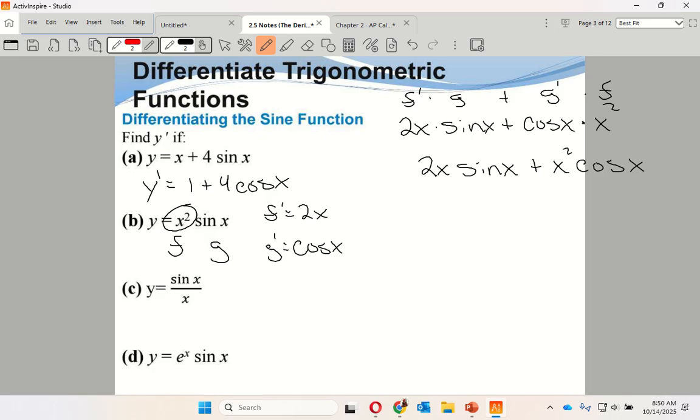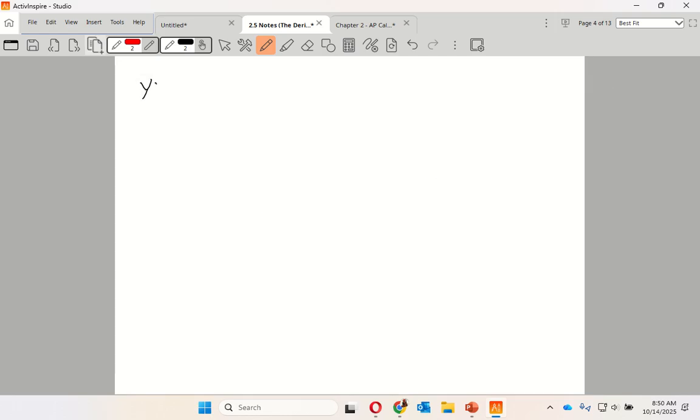All right, you guys ready for part C now? Okay. All right, sine x over x. I'm going to make a new page here. What type of problem is this? What's happening to those two things? Dividing, and what is that called? Quotient rule. That's quotient rule.